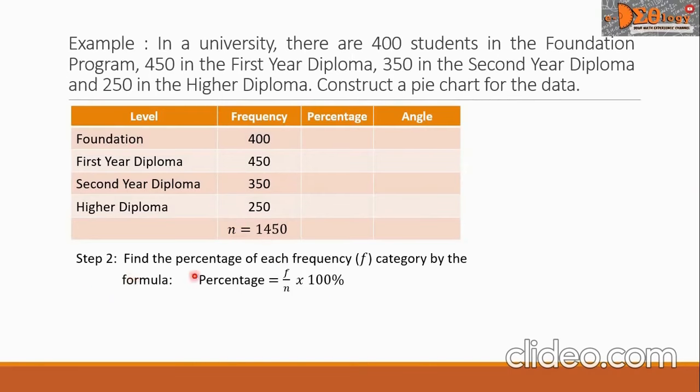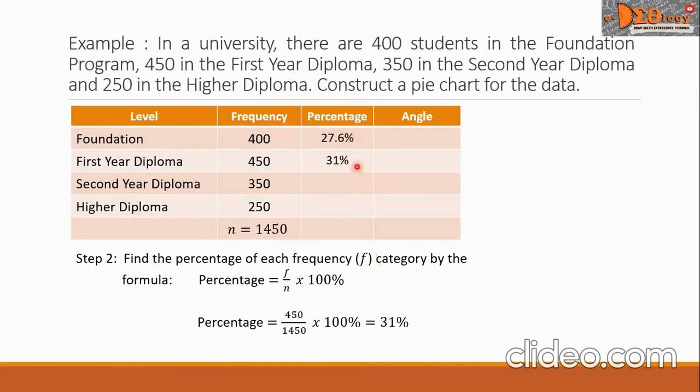Step 2, find the percentage of each frequency category by the formula percentage equals f over n times 100%. Let's start with our first blank here. So we're going to use the 400, and that is the frequency of the first level, divided by the 1450, and then multiply by 100%. And the answer is 27.6%. We will copy this value on this blank, and here we go.